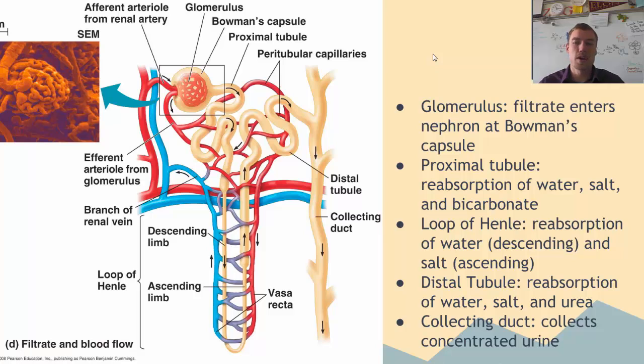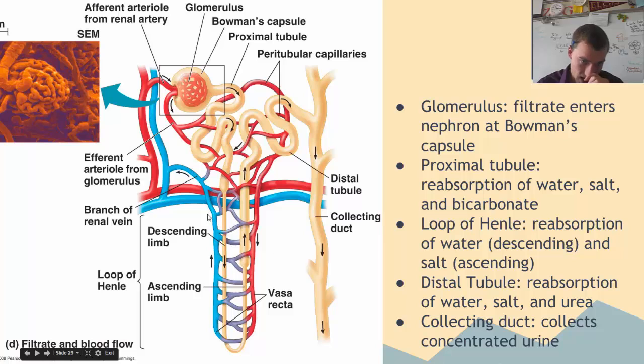The glomerulus is where the filtrate enters the nephron at the Bowman's capsule. So you've got some capillaries in here, which are going to facilitate exchange. Then you've got the proximal tubule, which is this right here. The proximal tubule is where the reabsorption of the water, salt, and bicarbonate occurs. The loop of Henle on the descending side is where water is reabsorbed, and then on the ascending side is where salt is absorbed. The distal tubule, which is up here, is where the reabsorption of water, salt, and urea occurs. And then the collecting ducts collect the concentrated urine down here on the very end.